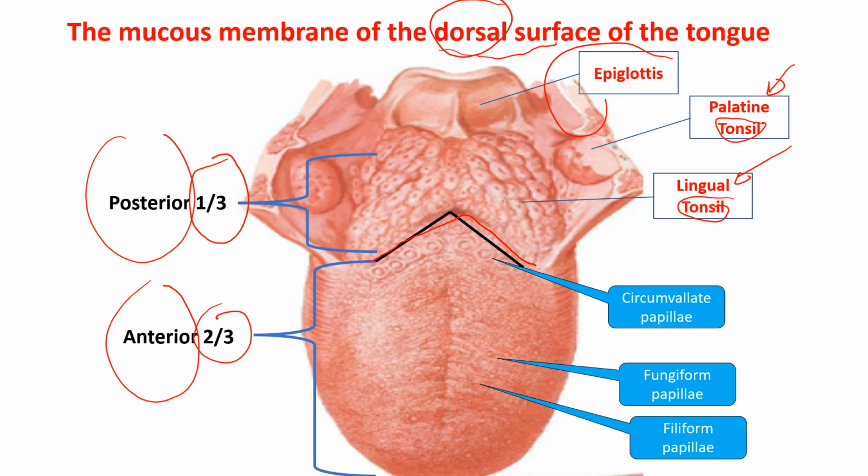Okay. What about the anterior two-thirds? The anterior two-thirds contains epithelial elevations called papillae. We are going to have different types of papillae according to their shape. So, the dorsal surface of the tongue is divided by a V-shaped sulcus into anterior two-thirds and posterior third. The most characteristic feature of the anterior two-thirds is the presence of papillae.